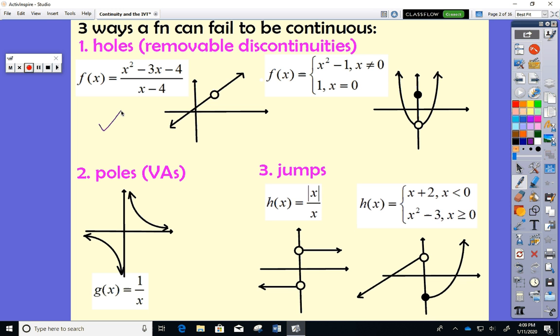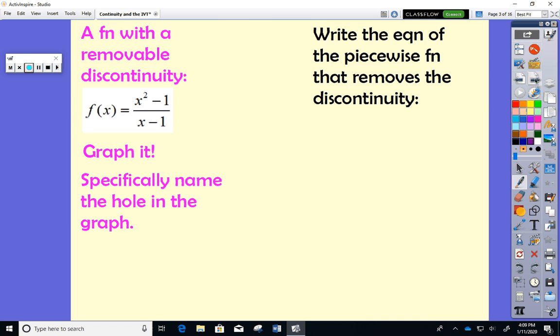Poles is just a snazzy way of saying vertical asymptotes. And then the third kind of discontinuity is a jump discontinuity. So your typical jump discontinuities are with the h of x that is the absolute value of x over x. You know that that's a single equation that creates the jump discontinuity. Most of the time, however, jump discontinuities are created when I make up some piecewise function for you. So those are the different kinds of discontinuities.